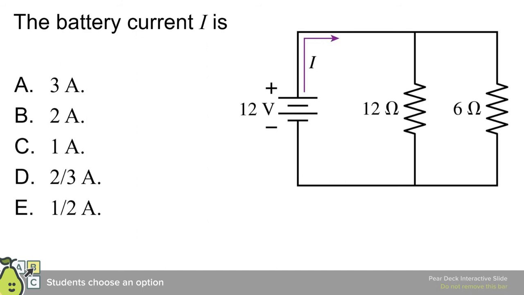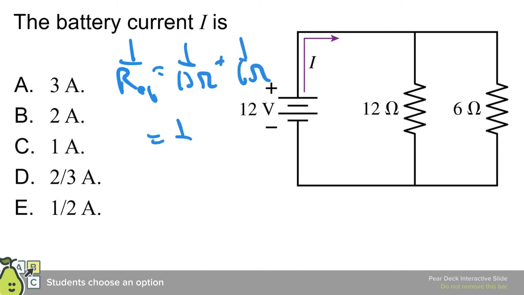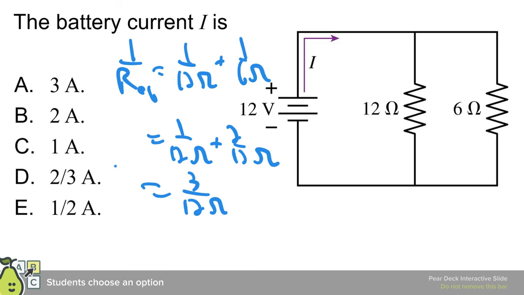What is the battery current drawn in this circuit? We're going to want our equivalent resistance. So 1 over the equivalent resistance is 1 over 12 ohms plus 1 over 6 ohms. So it's 1 over 12 ohms plus 2 over 12 ohms, which is, of course, 3 over 12 ohms. That's 1 over the equivalent resistance. So the equivalent resistance is the reciprocal of that, which is 12 thirds ohms, or 4 ohms.